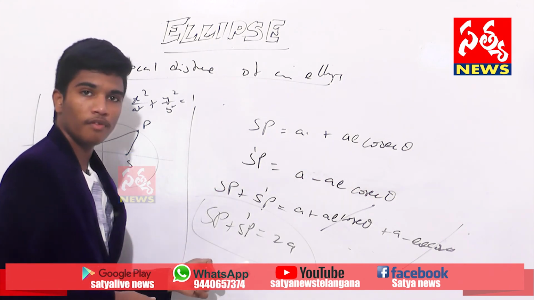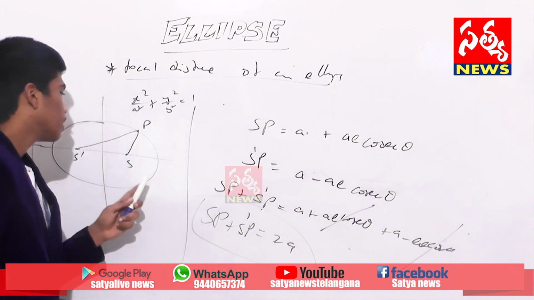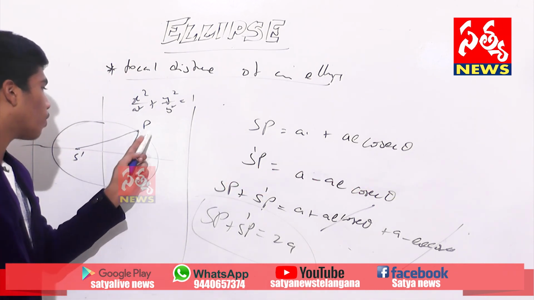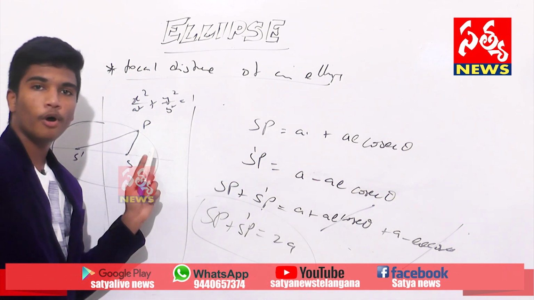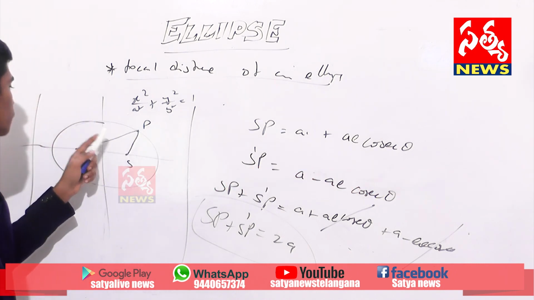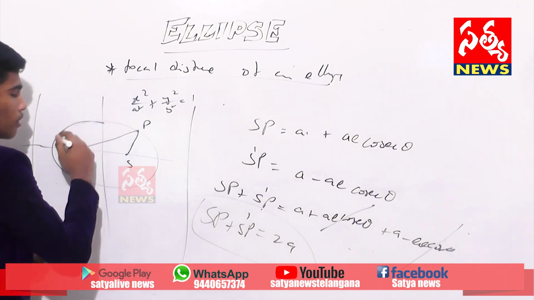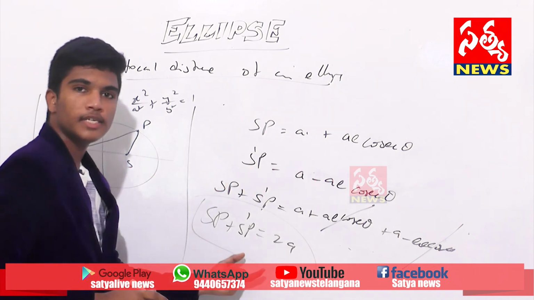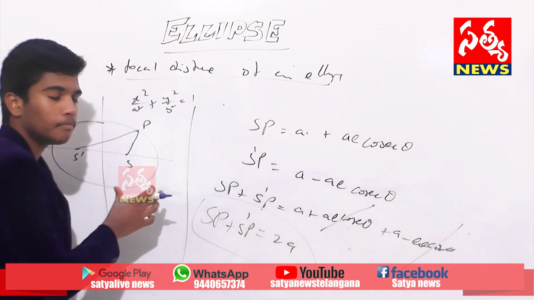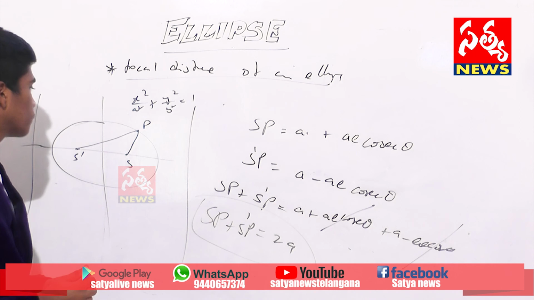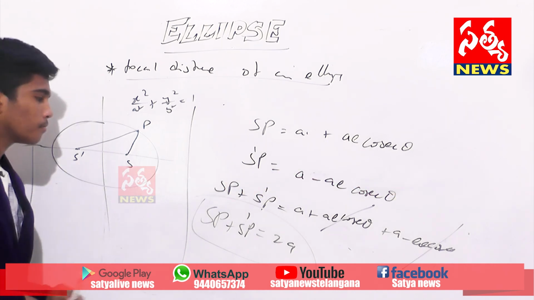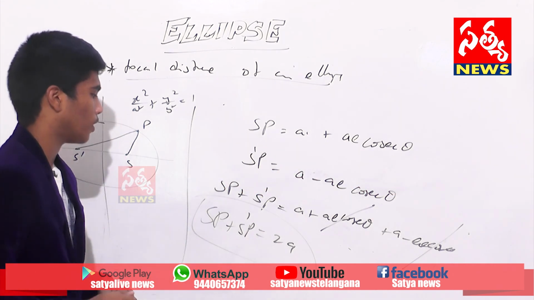From this, what we have learned? The sum of the distances from the two foci to any point on the ellipse, any point, it may be here, any point, is equal to the length of the major axis. Okay, got it? SP plus S dash P is equal to 2a.